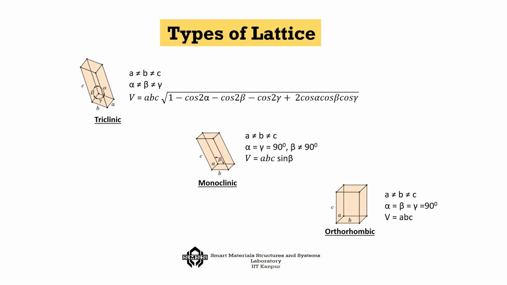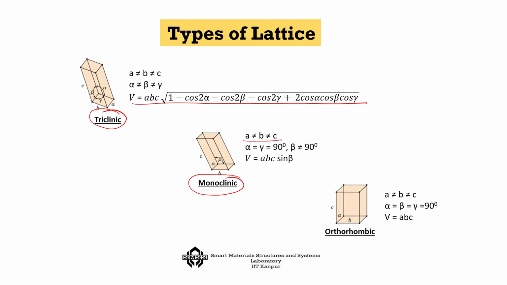Now, I told you that the lattices can have many different variations. If a, b, c are completely unequal and so too alpha, beta, gamma, then you get something called a triclinic lattice structure. The volume of a triclinic lattice structure, from the 3D geometry you can find out, is abc times the square root of 1 minus cos²alpha minus cos²beta minus cos²gamma plus 2 cos alpha cos beta cos gamma.